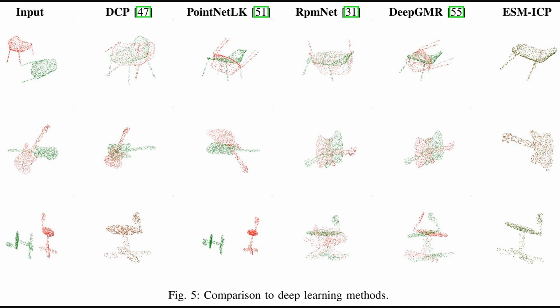The leftmost input column shows the initial misaligned red and green point clouds. Then, moving to the right, we see results from various deep learning techniques, such as DCP, PointNet-LK, RPMNet, and DeepGMR. And once more, the far right column clearly demonstrates that exponential similarity matrix iterative closest point achieves a consistently better, more accurate alignment for all three objects.